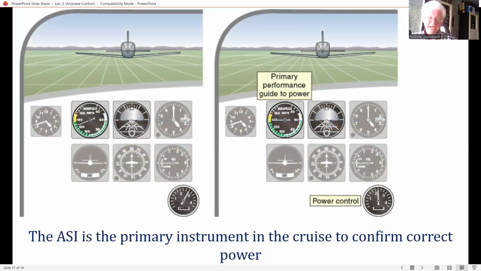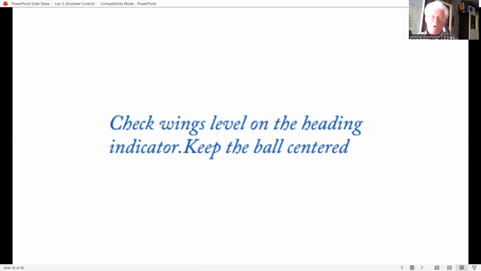Heading is maintained with reference to the heading indicator, HI, and any deviation corrected with a gentle coordinated turn. Because the indication on the HI will determine what minor corrections to bank angle should be made on the attitude indicator during straight flight. The heading indicator is the primary performance guide to the zero bank angle in maintaining a constant heading for straight flight.